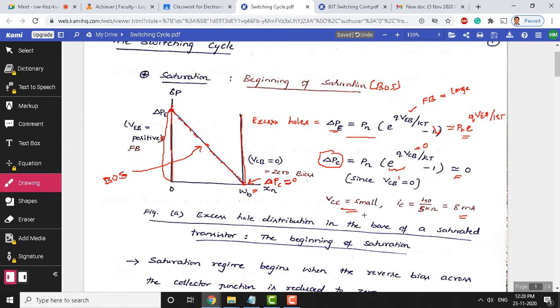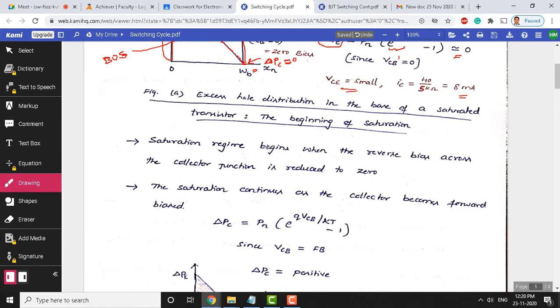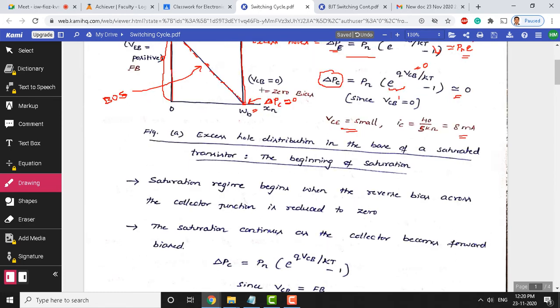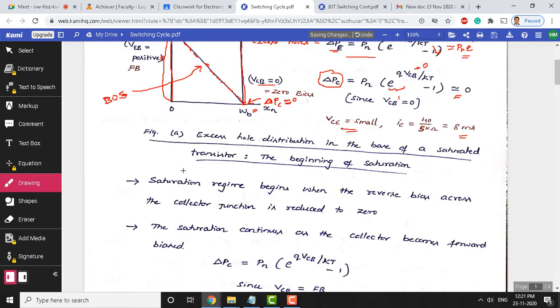V C E is going to be very small, because as I already told, in the saturation condition the collector emitter voltage is very small, and the complete voltage drop occurs across the 5 kilo ohm resistor. The saturation regime begins when the reverse bias across the collector junction is reduced to 0. That is what we have shown here. When the reverse voltage is reduced to 0 and there is a positive emitter base voltage, this is the beginning of saturation.